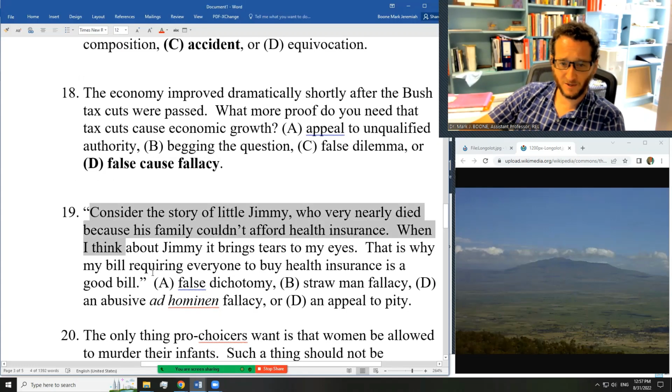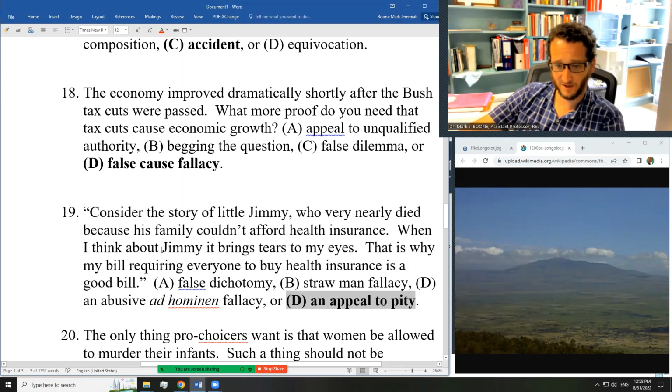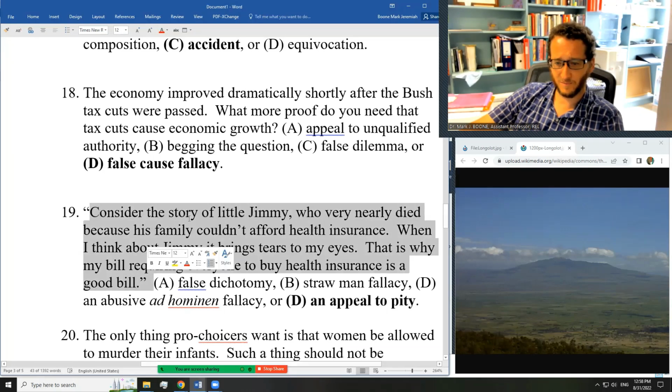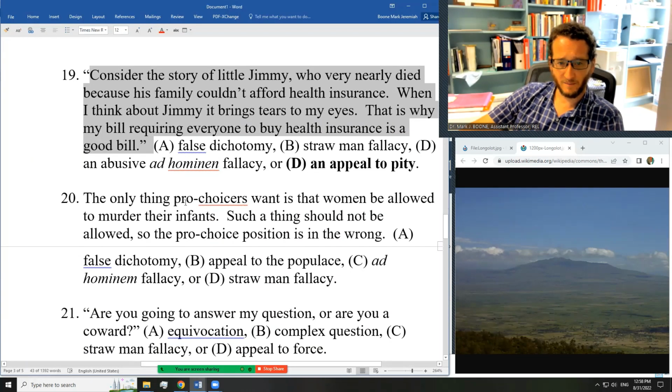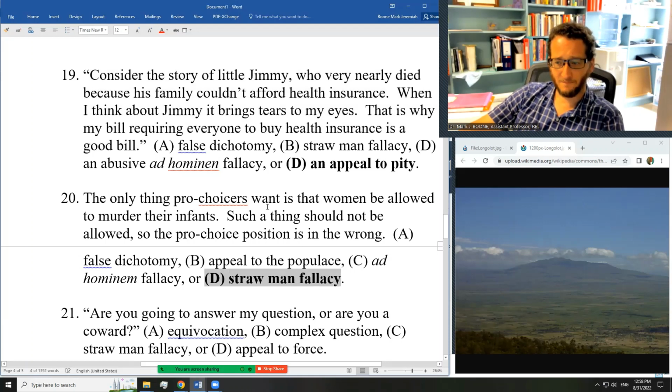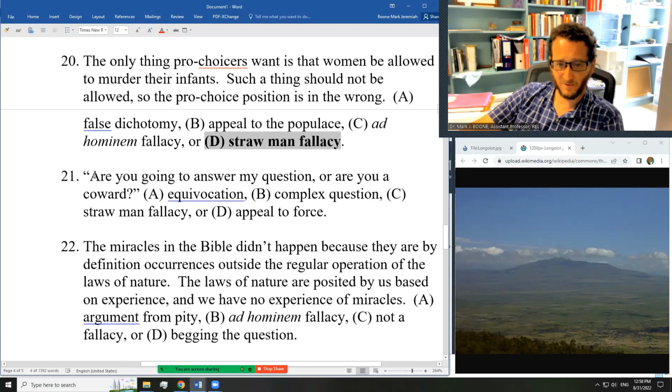Tentatively, this appears to be a simple appeal to pity fallacy. At least that's the best answer available. Yeah, this sure looks like an appeal to pity to me. It leaves out the whole case that the particular policy in question would solve that problem. Number 20. Well, the best one available appears to be straw man fallacy. Yeah, failure to be charitable to your opponents. I mean, some pro-choicers might be that much of a jerk, but any number of them are not that kind of a jerk, I would imagine.